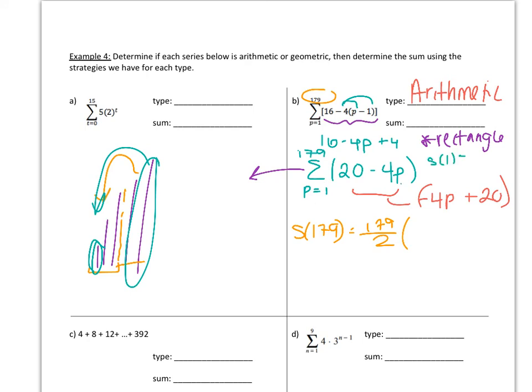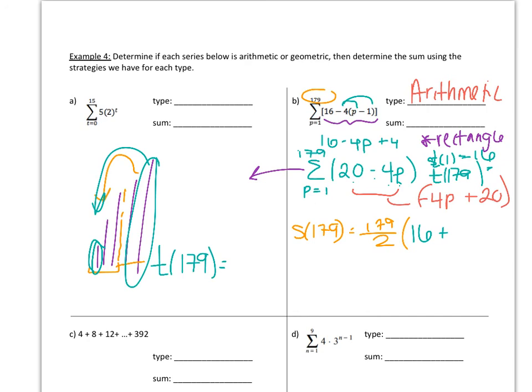So we would plug 1 in for p. It would be 20 minus 4 times 1. So the T of 1 is 16. So I'm going to add 16 right there. And then the value of the 179th term would be, I'm going to write this over here, plugging in 179 for p. So I'm just going to type that into my calculator. 20 minus 4 times 179, and that's negative 696.